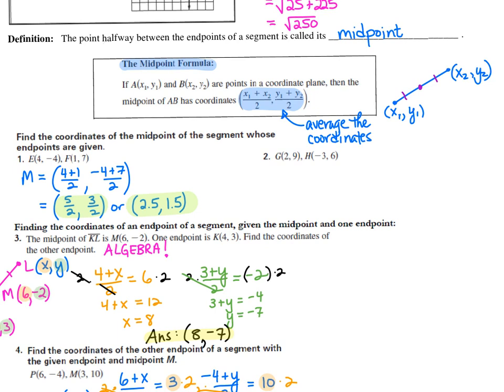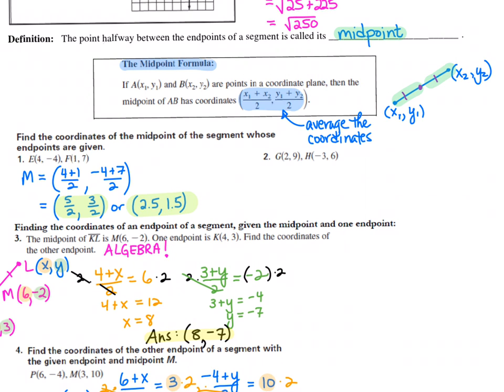The next concept is going to be the midpoint formula. So we've already talked about midpoints. The point halfway between the endpoints of the segment is a midpoint. It cuts a segment into two congruent halves. So it's the point that is directly halfway between the two endpoints.